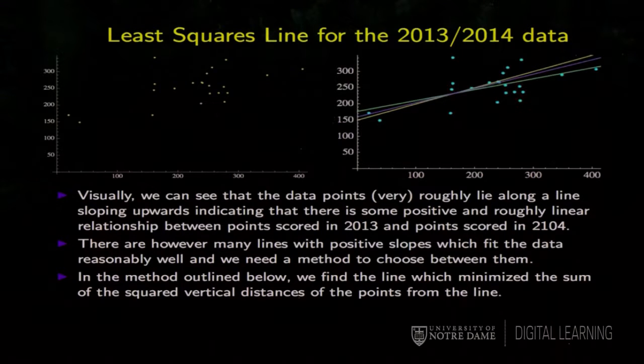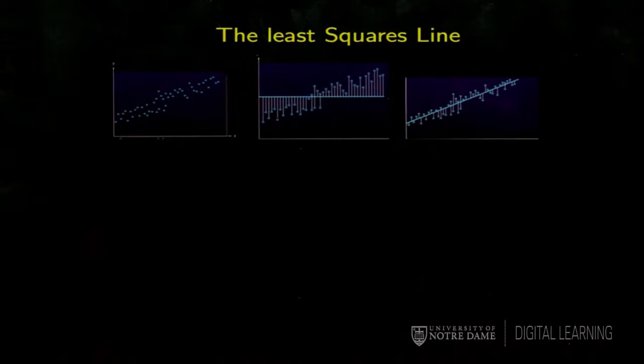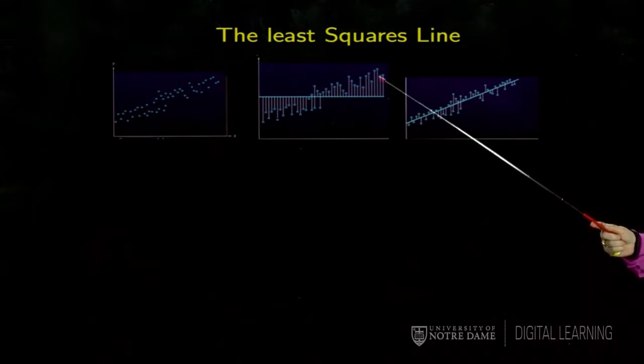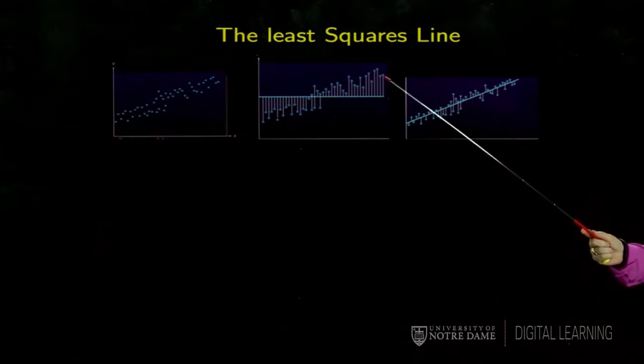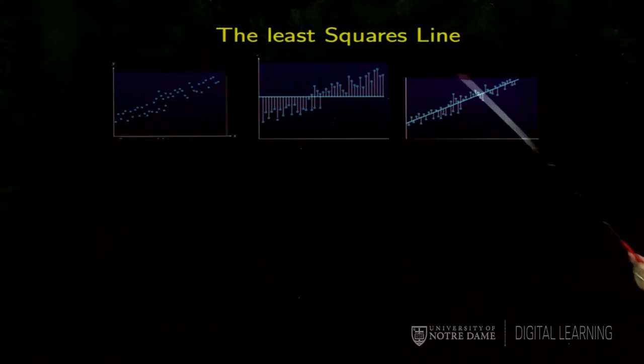In the method outlined below, we're going to find the line which minimizes the sum of the squared vertical distances between the points and the line that we're talking about. Here we have a picture showing the points in the data, and there's a line connecting them to a line that might be considered to fit the data. The sum of the squared lengths of these lines is the thing we're going to try to minimize. You can see that in the picture in the middle, that horizontal line has a much greater sum of square distances than the one on the right.